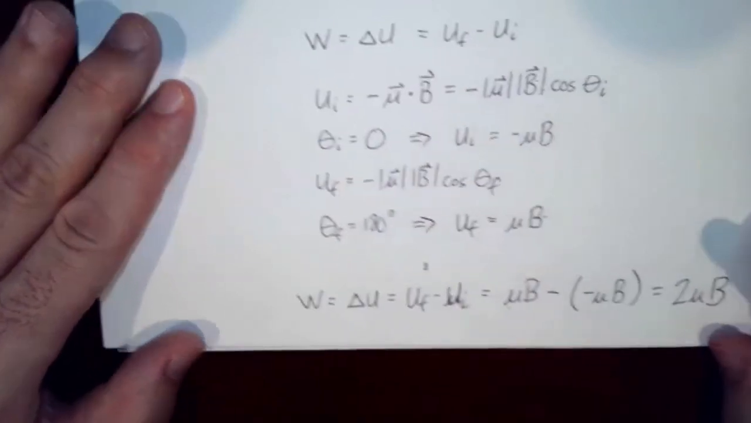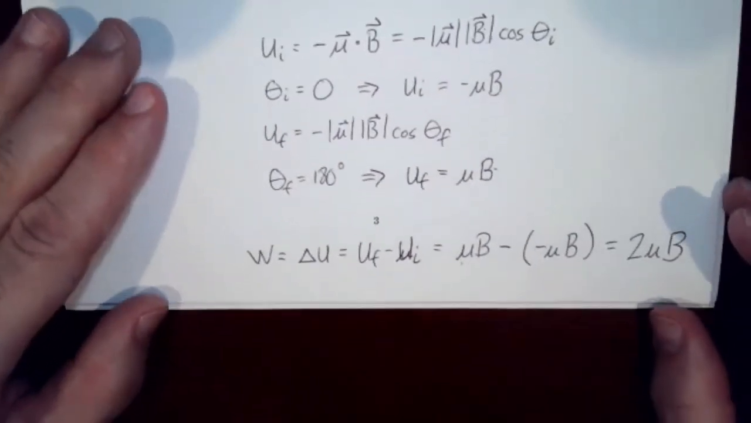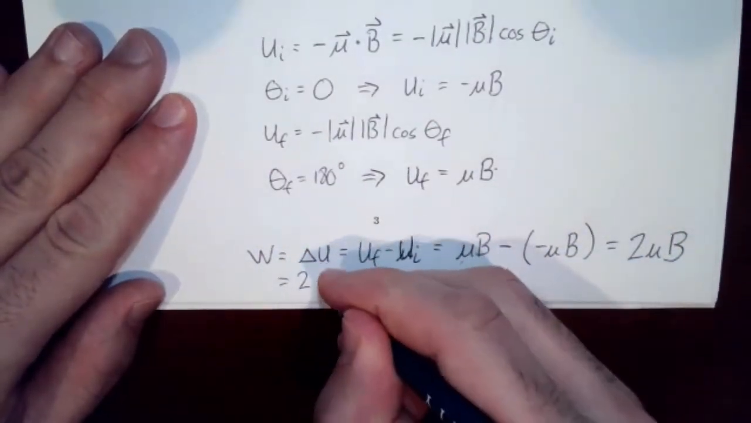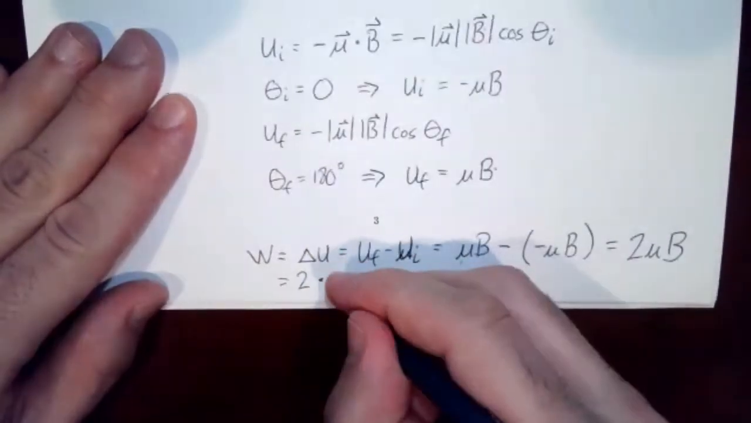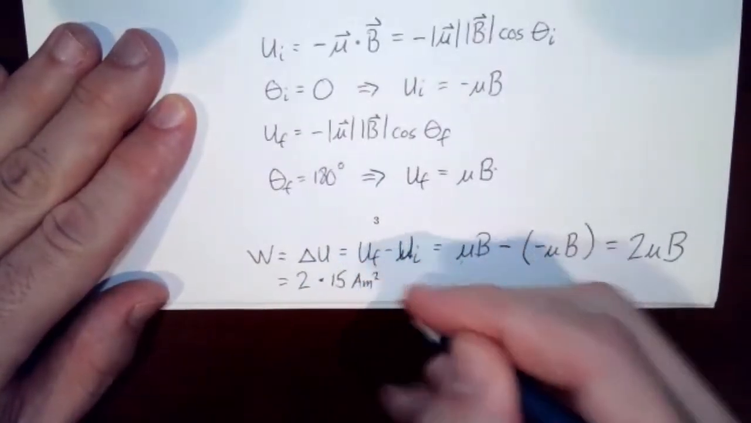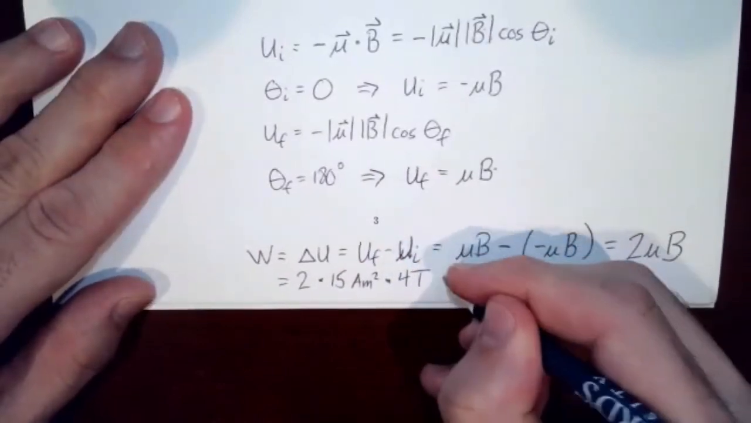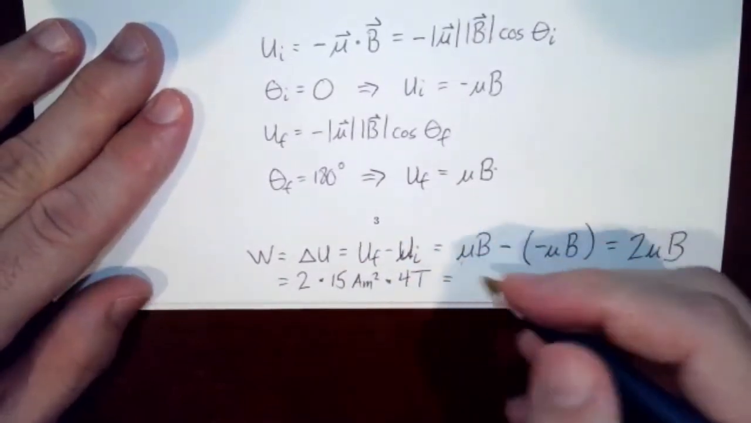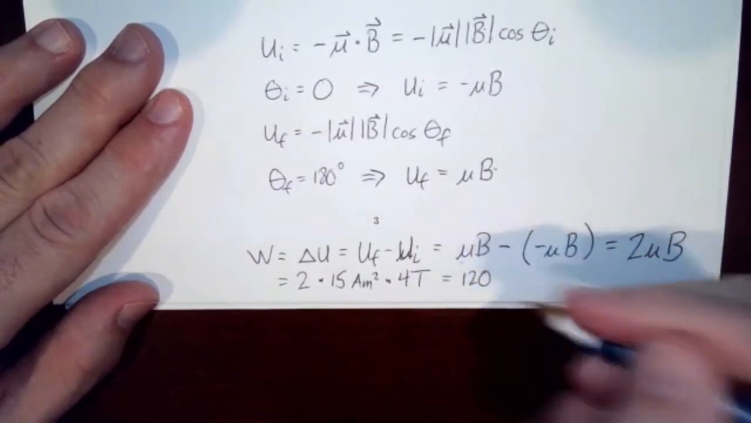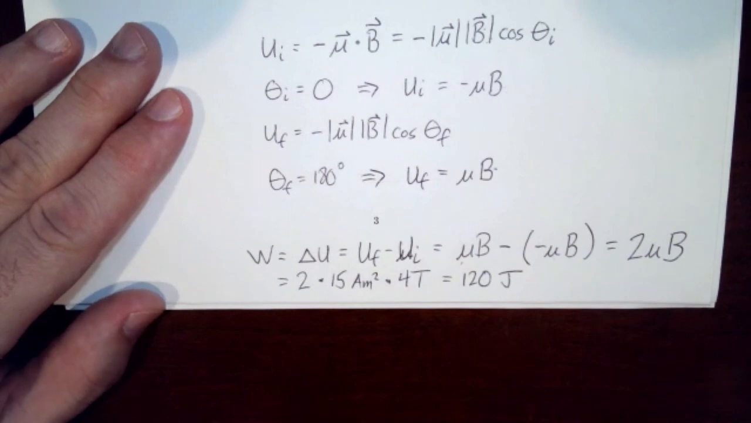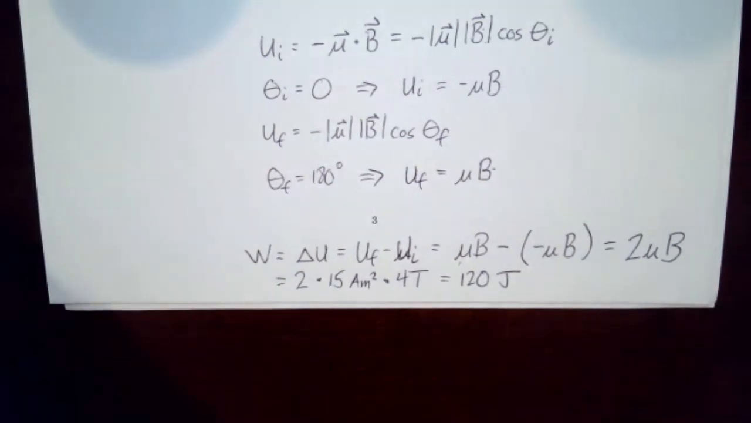And now you can plug in the numbers. I like to always do that last. So it's going to be 2 times 15 times 4. So that's 60 times 2, 120 joules. Any questions?